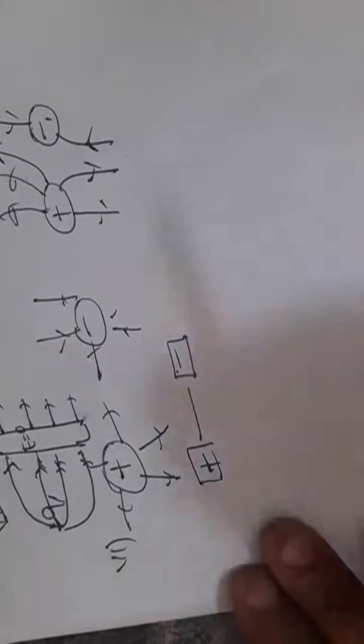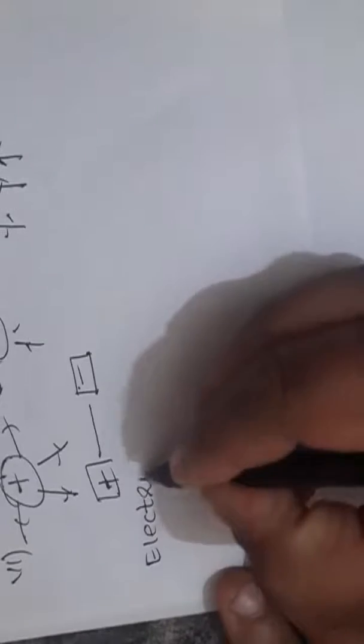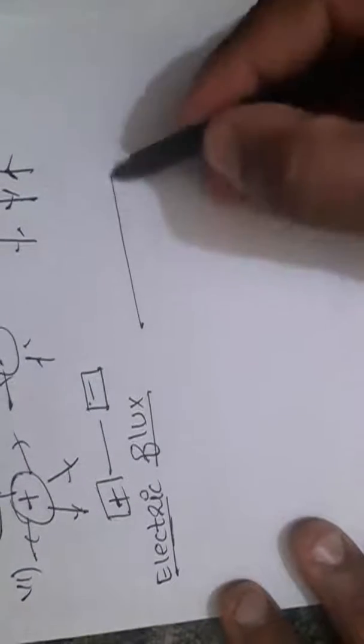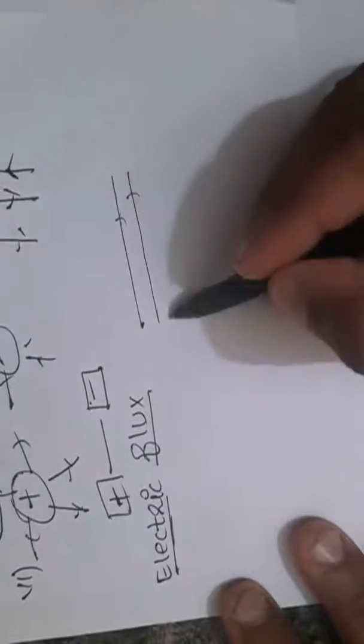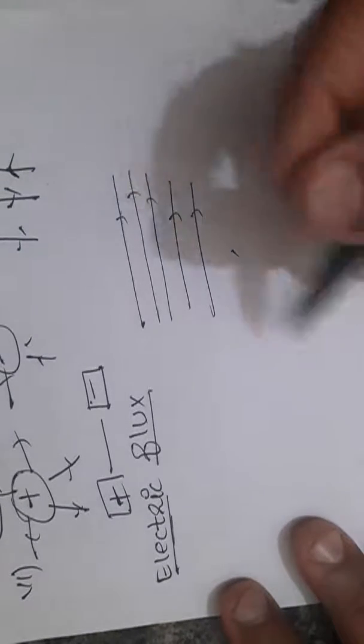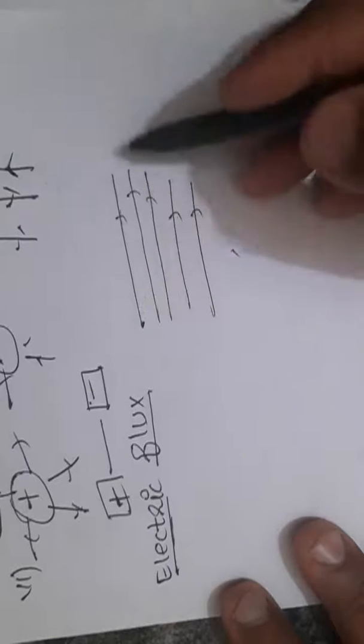So good morning, students. We discussed electric lines of force. Now my next important topic is about electric flux. Electric flux is a very important topic. What is it? Suppose there are electric lines of force moving to this side, like the streamlines we had in class 11th. These are the electric lines of force.